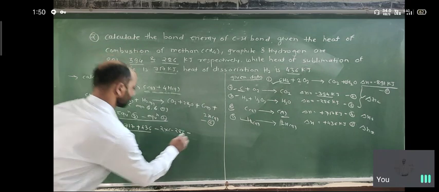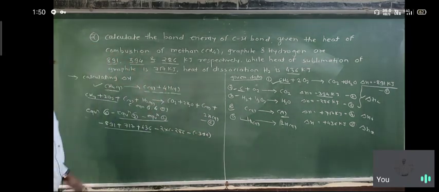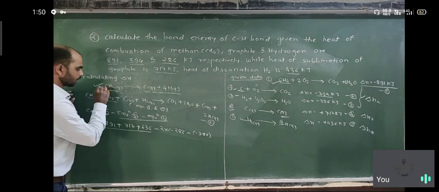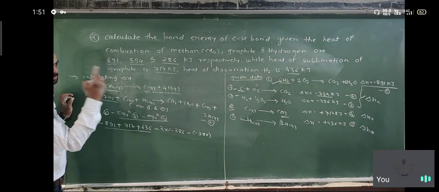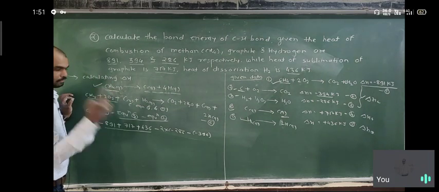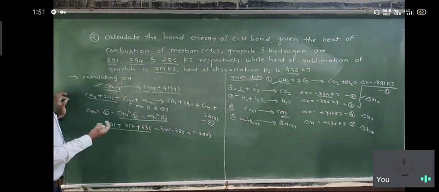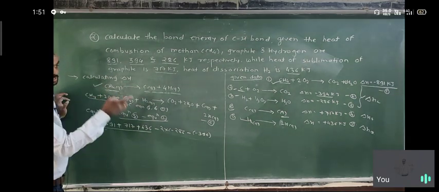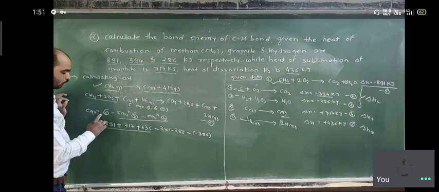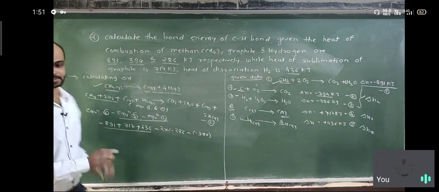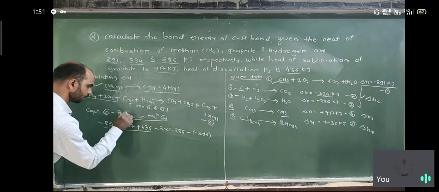What is the value? Minus 394. I repeat again. We are going to calculate this one. For this calculation we operate three equations: equation number 1, equation number 4, equation number 5. We write them here and get another equation. Two equations are not used here, so equation 2 and equation 3 are subtracted from equation 6. So here it is equation 6 minus 2 into equation 3.